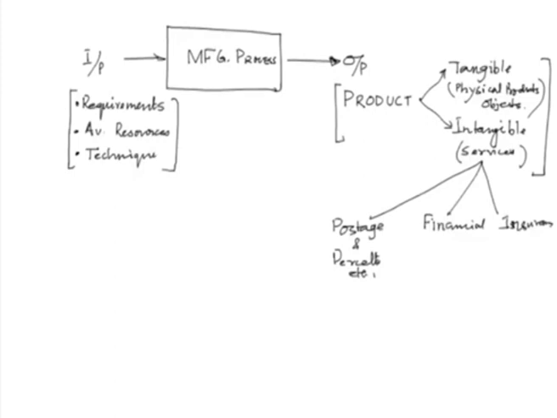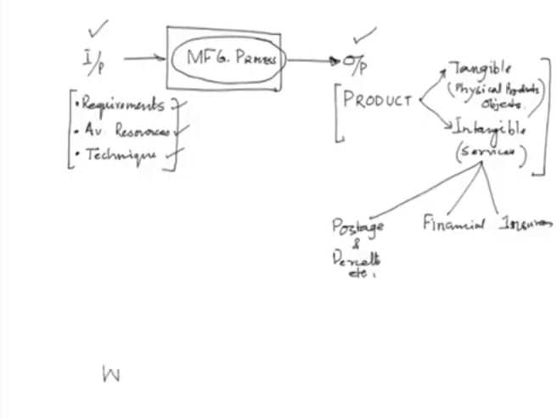Now, the main issue is how we define or design this manufacturing process. This is a very basic configuration, so to say, that consists of input as well as output. But this is not as simple as this. As I have already indicated, this input or the process may vary depending on the requirements, depending on the available resources, depending on the techniques.